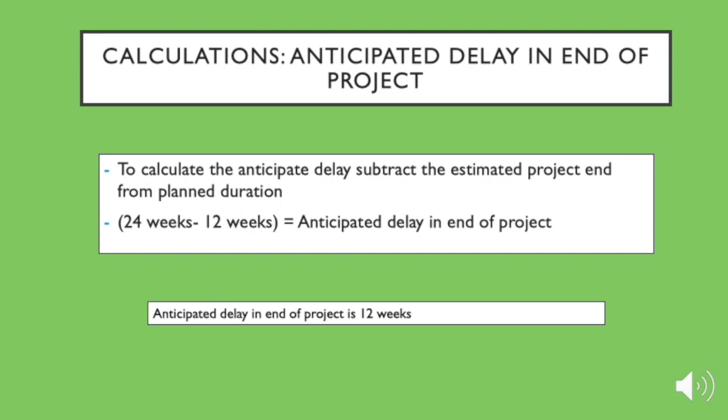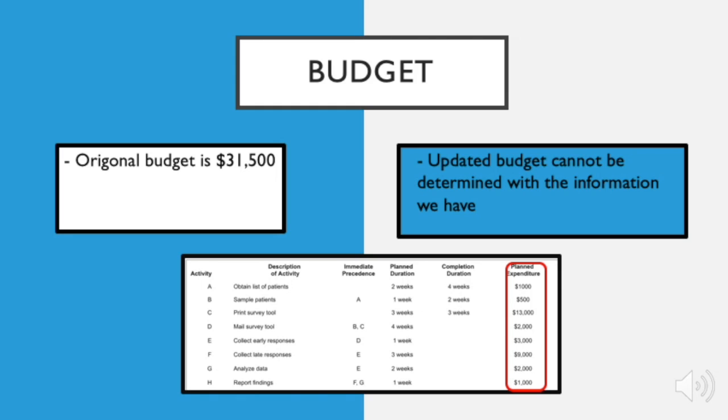Another calculation we will do is the anticipated delay in the end of the project. To calculate this, we subtract the planned duration from the estimated project end. As we know, those are 24 weeks and 12 weeks. So our anticipated delay for the end of the project is 12 weeks.